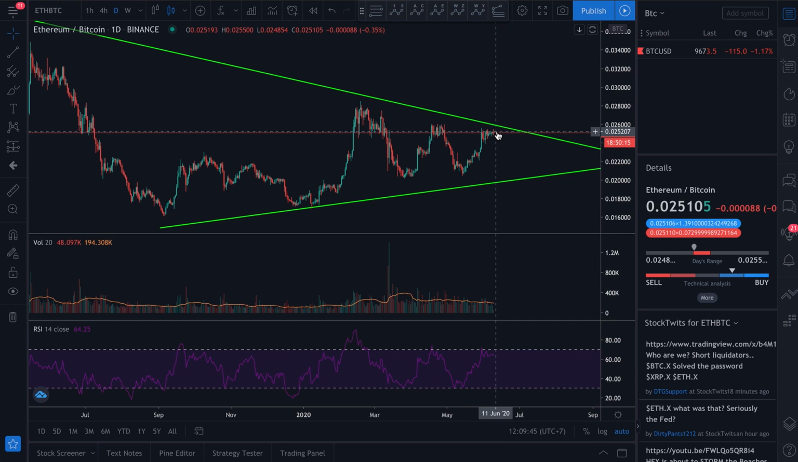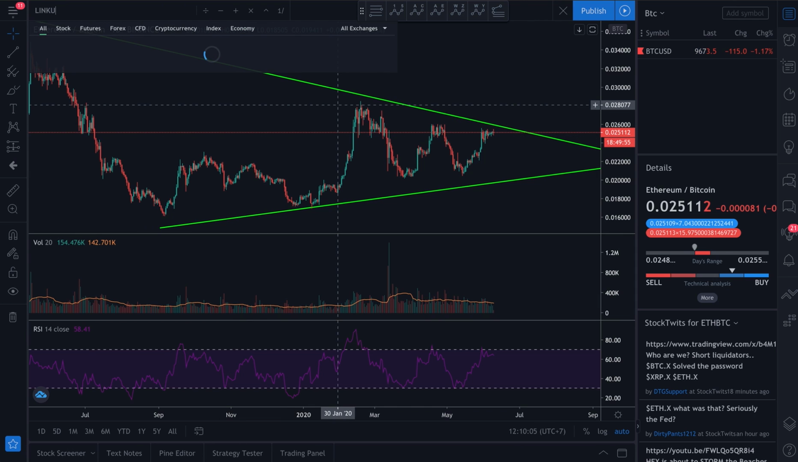So would I enter Ethereum based on these two charts? And the answer is no, because the two charts are showing me the information that Ethereum is expensive. It is expensive compared to USD, and it is expensive compared to Bitcoin as well, based on these charts. So I'm not entering into Ethereum at this moment in time. Next, let's take a look at Link.